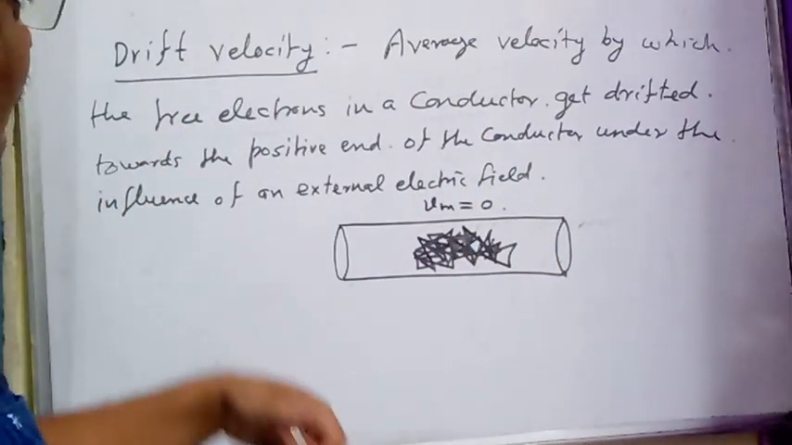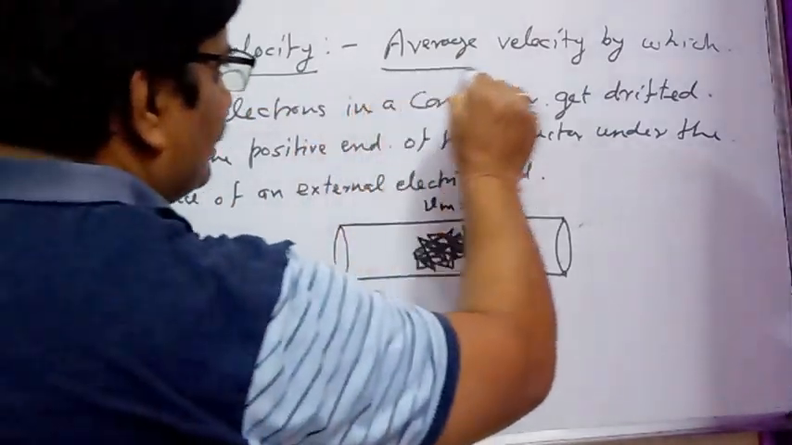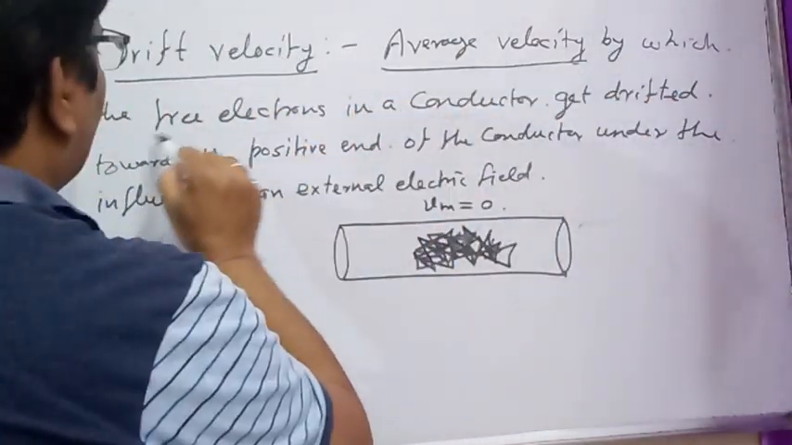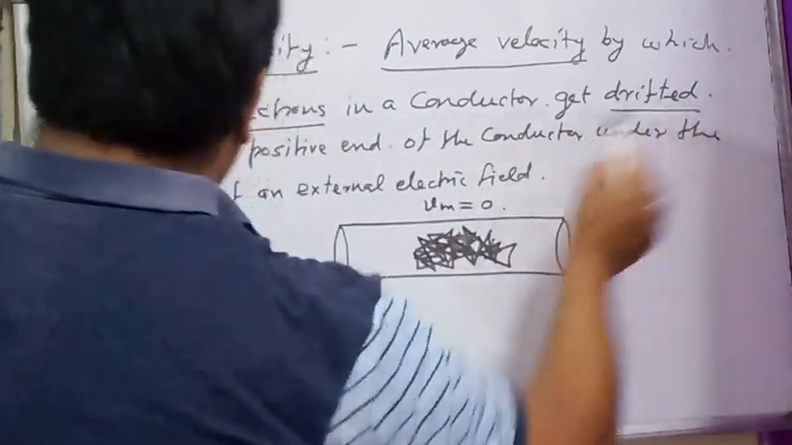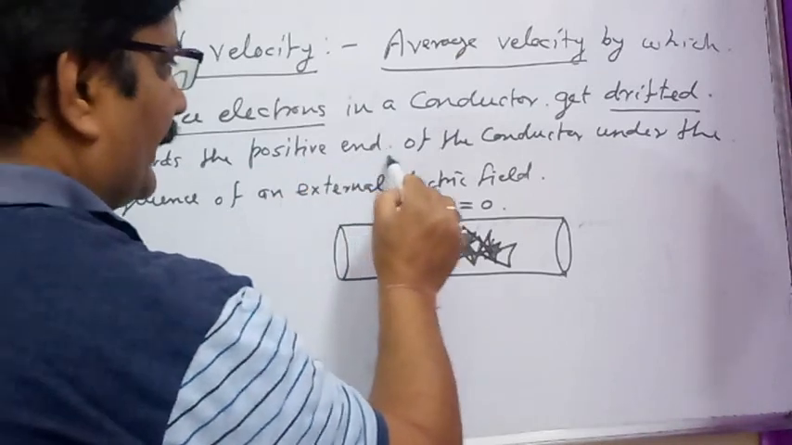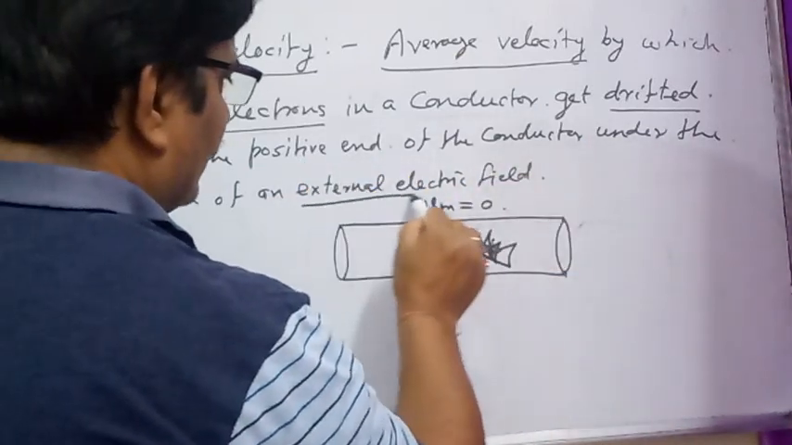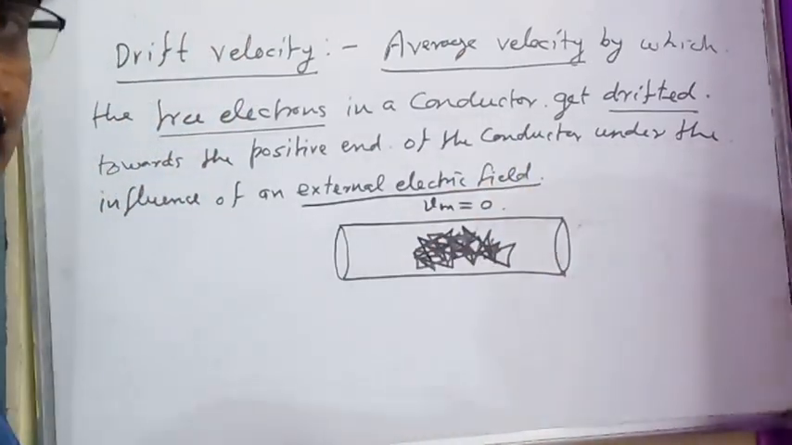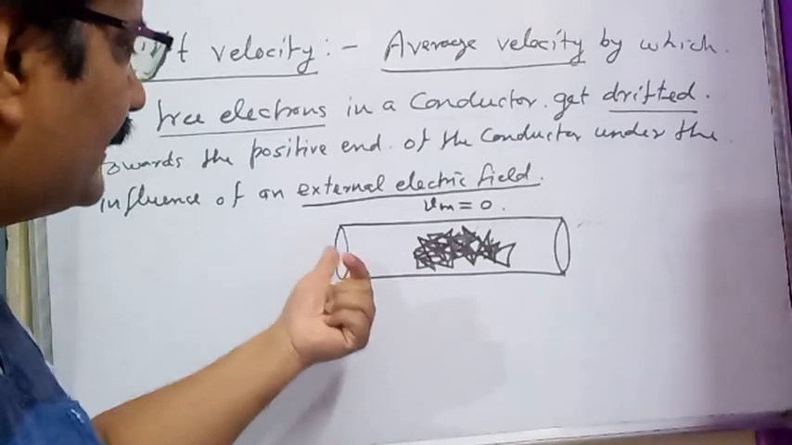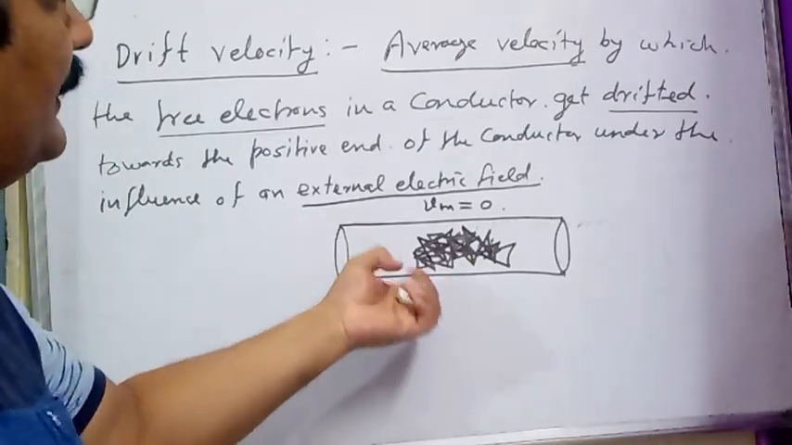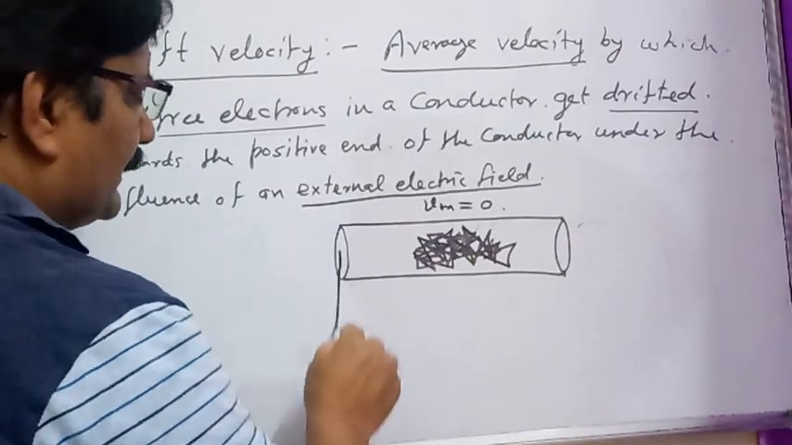Then what is drift velocity? If we see the definition, it is the average velocity by which the free electrons in a conductor get drifted towards the positive end of the conductor under the influence of an external electric field. It means till some external electric field is applied across the ends of the conductor, there is going to be no drift velocity.